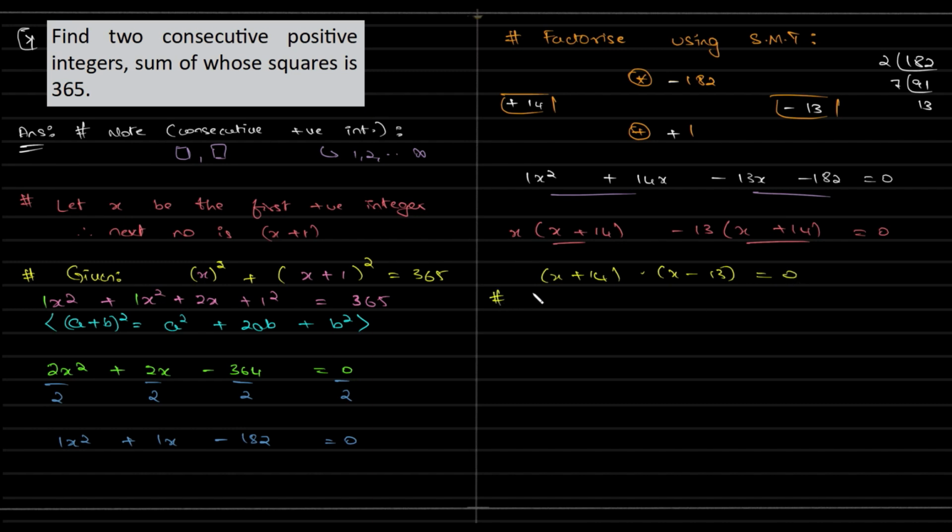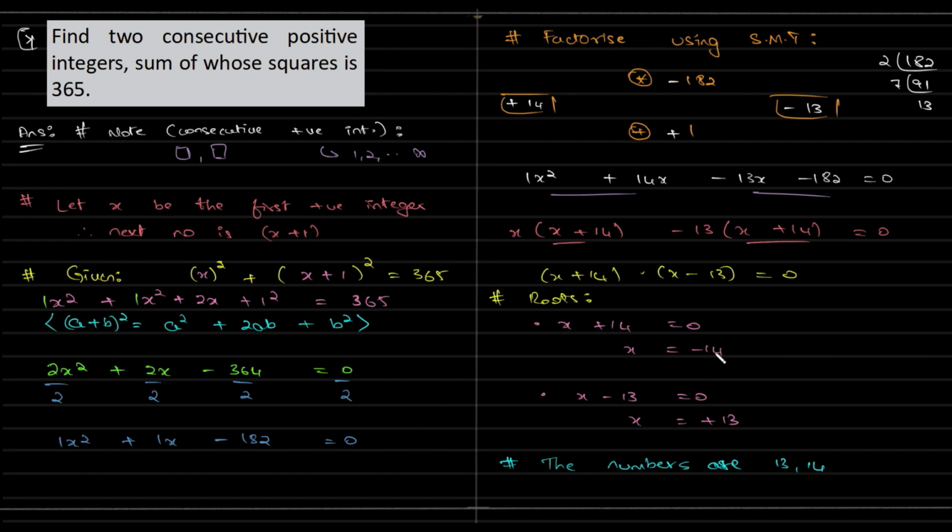Now we'll find the roots. So the roots are: x plus 14 is equal to 0, so x is equal to minus 14. And the other one is x minus 13 is equal to 0, so x is equal to plus 13. The numbers are 13 and 14.